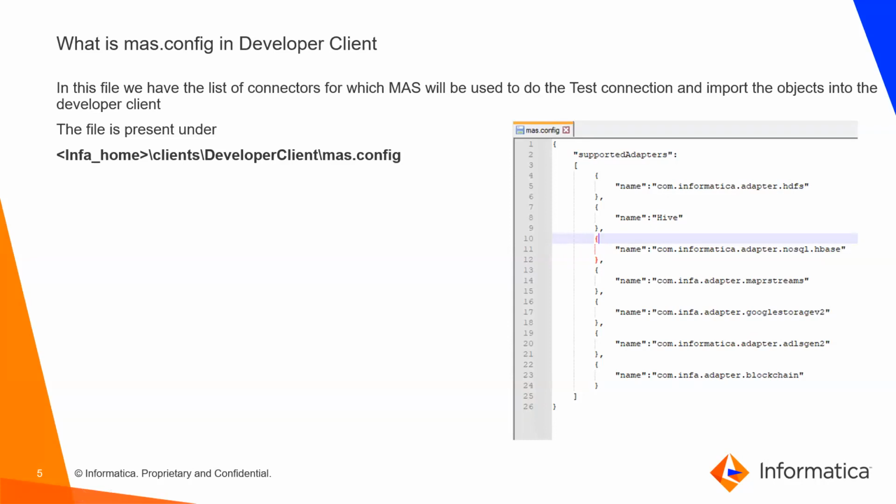In this file, we have the list of connectors which we will use to do the test connection and import the objects into the developer client using metadata access service. The file is present under infa home client developer client mas.config file. This is the sample screenshot of that file, which shows all the connectors that will use the MAS service.